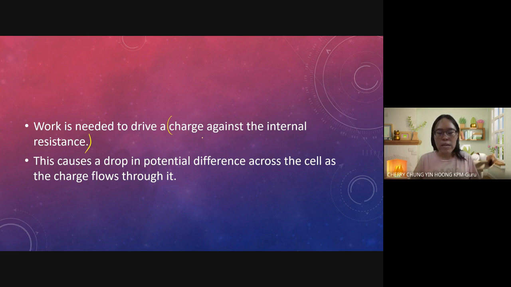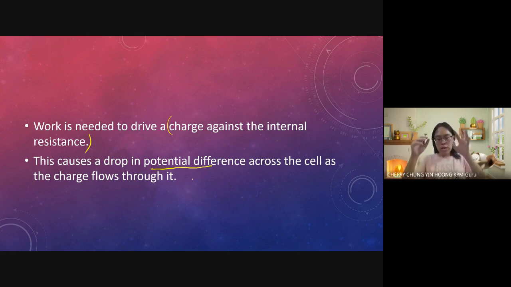Okay, what is needed to drive a charge against the internal resistance? That's why there is a drop of potential difference across the cell, okay, as the charge flows through it.